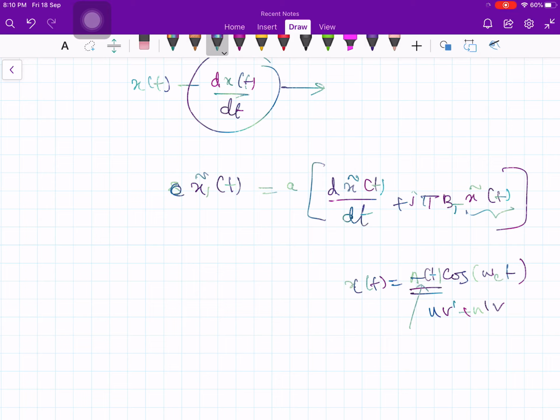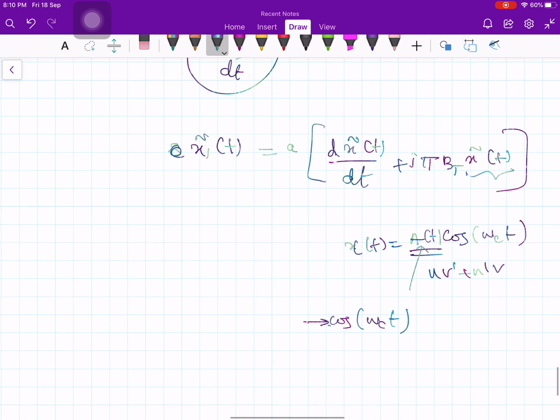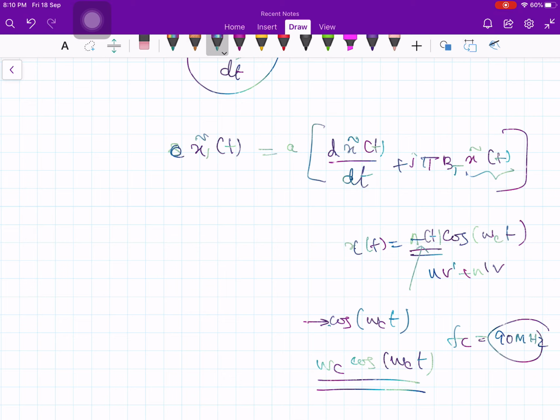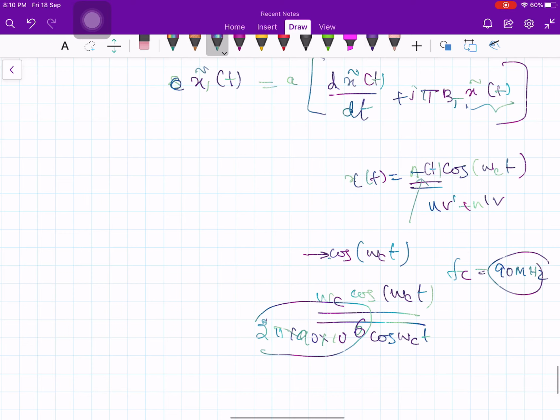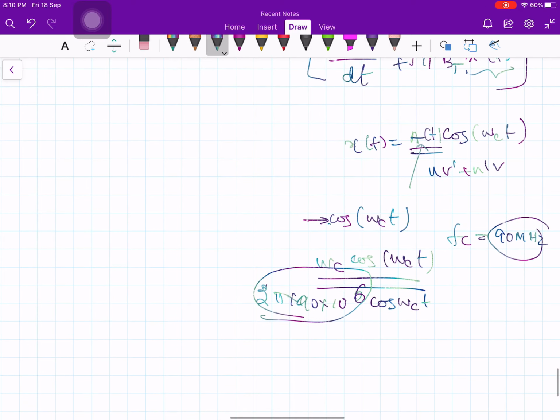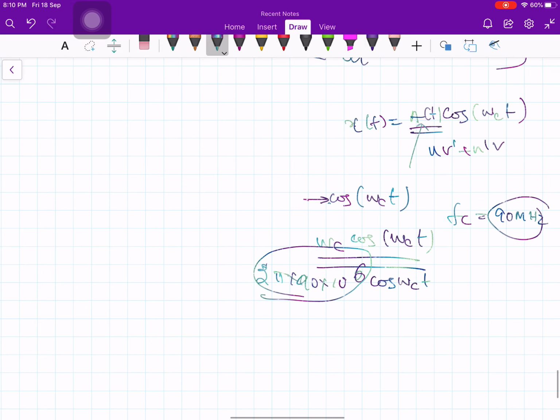Similarly, let's say cos omega ct. If you take the derivative, what will happen? You get minus omega c times sin of omega ct, where fc is let's say 90 megahertz. So it becomes very high because of the 90 megahertz carrier frequency, that is, 2 pi times 90 times 10 to the power of 6 times the sinusoid. Therefore once you take the derivative, because of this multiplication, it becomes very large. So the envelope becomes very big. That's what we are saying.